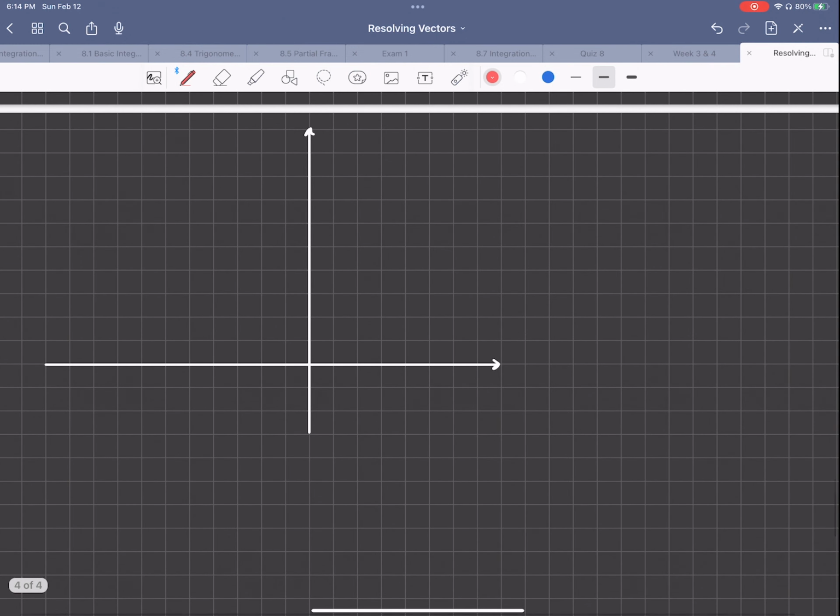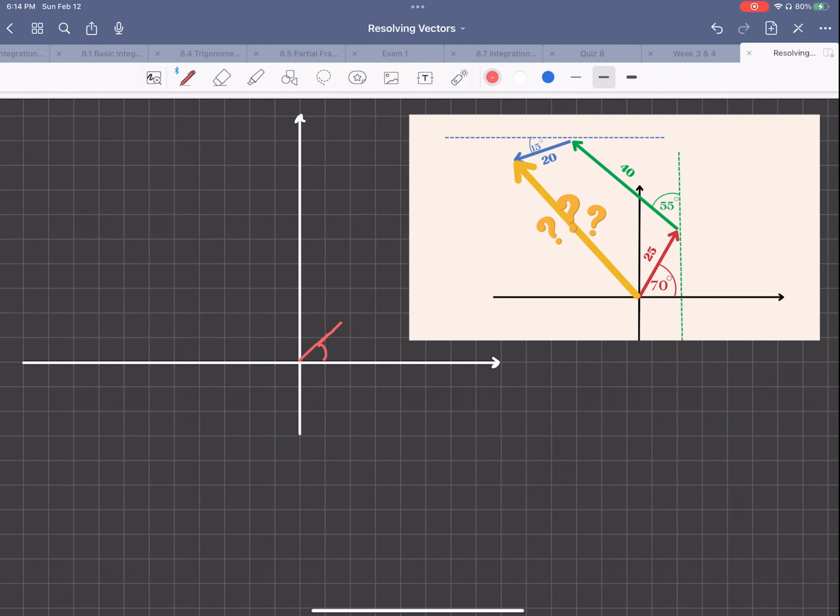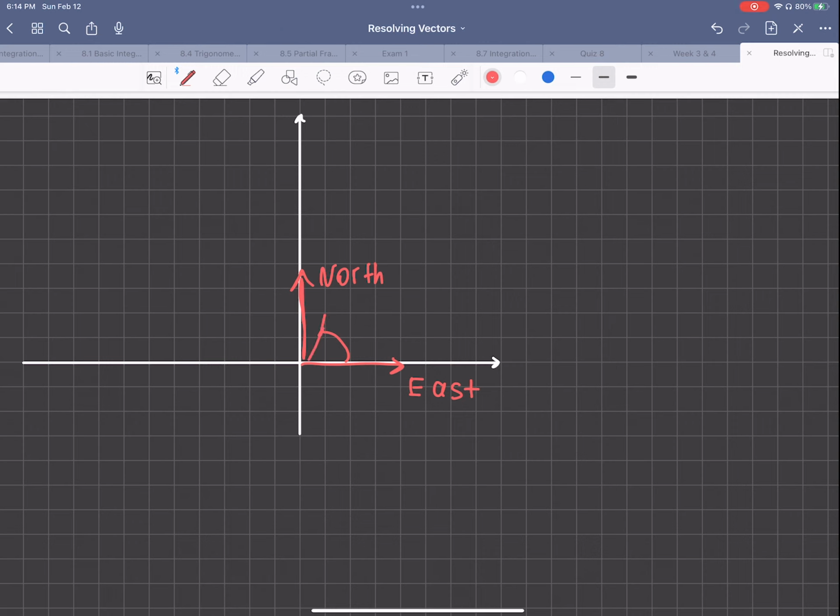Okay, so welcome to my notebook. I'm going to solve this problem here and show you how you can solve it really easily. So for the first vector, I'm going to use the same colors as in the slideshow. I have 70 degrees north of east. So this is north, and this is east. So north of east is somewhere here, and I'm given 70, right? 70 degrees north of east.